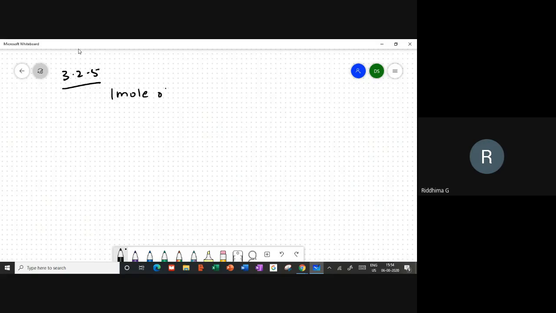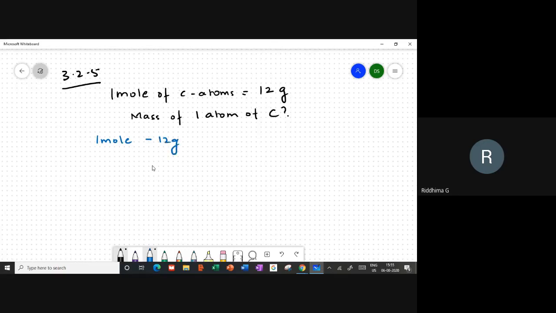So 1 mole of carbon atoms, what have they given you? Weighs 12 grams, correct? They are asking what is the mass of one atom of carbon. If I translate this sentence, it says 1 mole is 12 grams of C atoms, correct? But we also know 1 mole is 6.022 into 10 to the power 23 atoms. We know this. This is the definition of mole.